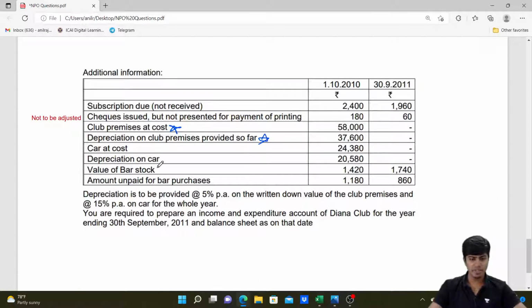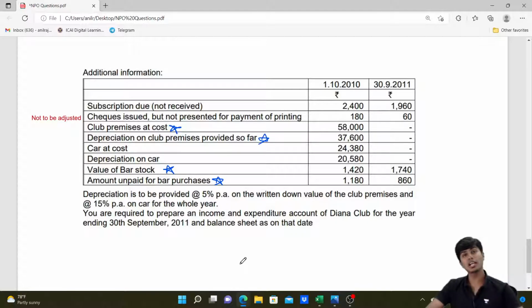Then the car account, and value of bar stock and amount paid for bar purchase. So basically we'll open two accounts. One is the bar stock account. The other one is the creditors for bar purchases account. Two ledgers: one is bar stock, the other is creditors for bar purchases. When you open those two, it will all be fine.